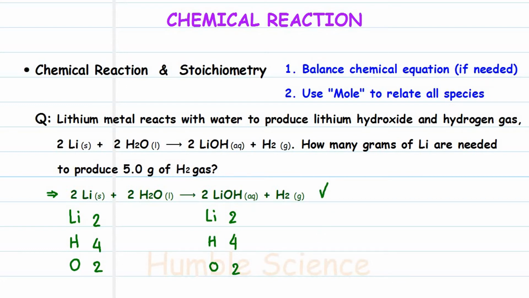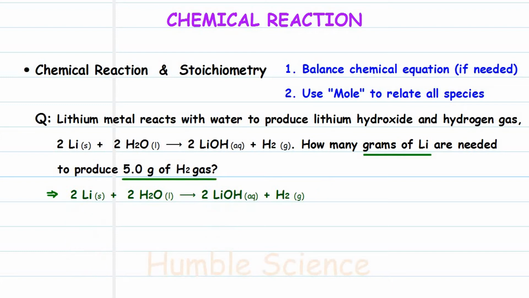The next step is to use mole to relate all the species. And the key species we are interested in are lithium metal and hydrogen gas. Since they give us the amount of hydrogen gas, we will convert this to mole. And we know that n, which is mole, is equal to mass divided by molar mass. And that is going to be 5 grams divided by 2 grams per mole. And that is going to be 2.5 mole of hydrogen gas.